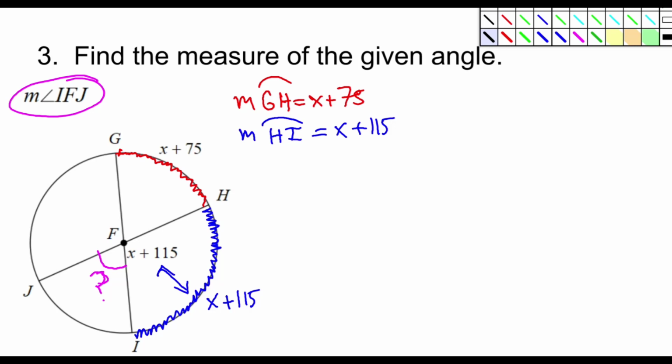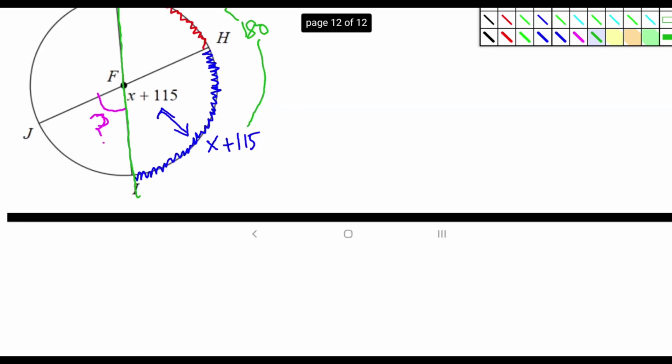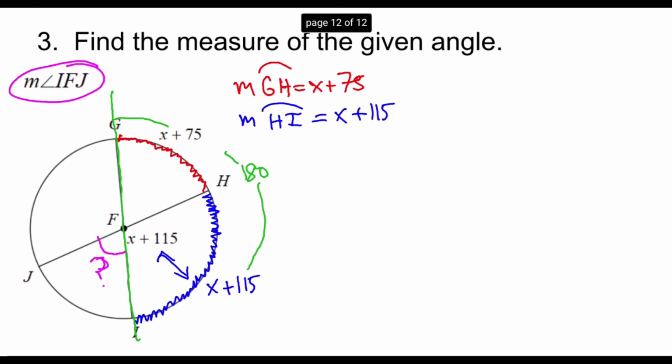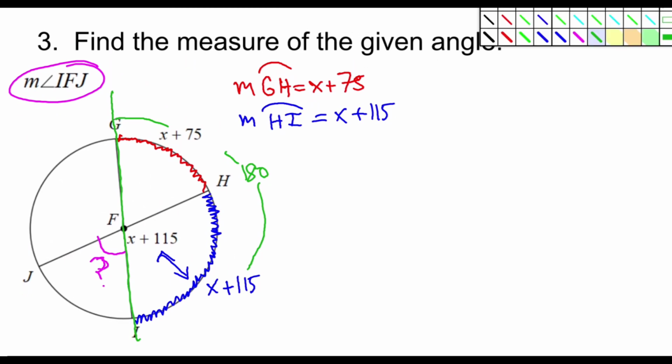So can we write a relationship? Well, hopefully you notice that this line right here is a diameter, and it cuts the circle in half, which means that this is a semicircle, and it should measure 180 from here all the way around. So really the blue and red together should measure 180. So let me back up a little bit and erase a little bit. There we go. So we know that's a semicircle because that gets cut in half.